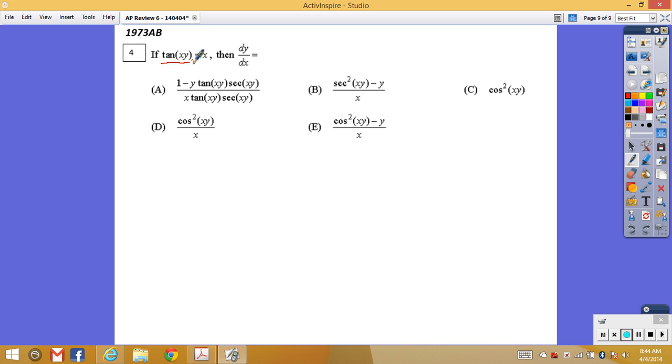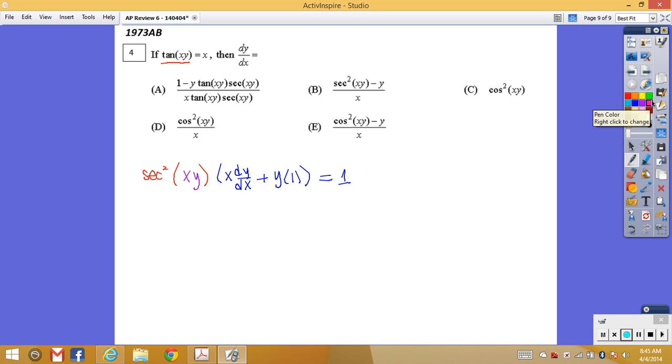This guy is not fun. That is not only a chain rule, but it's also a product rule. So to take the derivative of just that term, I would have secant squared. That's the derivative of the outside. Leave the inside alone. Times the derivative of the inside, which is a product rule. Leave the first term, derivative of the second, plus leave the second term, derivative of the first, equals the derivative of x is just 1.